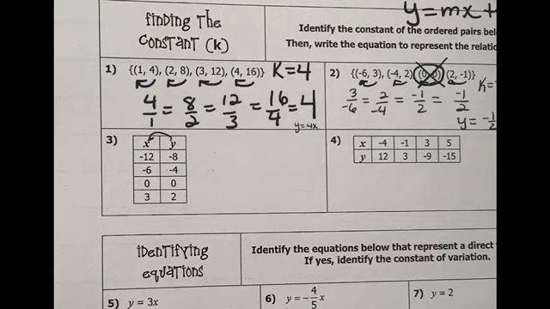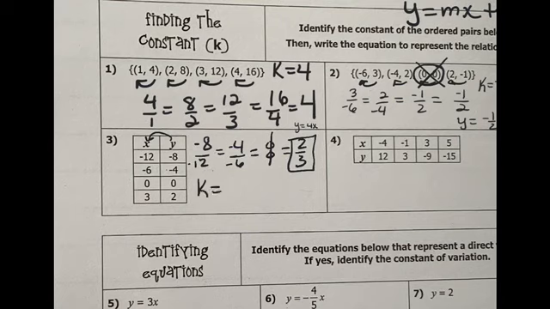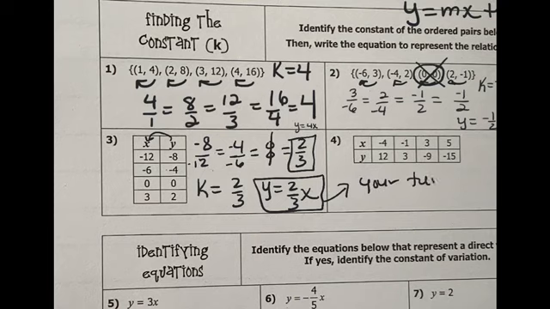So we're going to continue to divide y by x. Negative 8 over negative 12 equals negative 4 over negative 6. 0, 0 is our origin. And then we have 2 over 3, which all reduces to 2 over 3, which is our constant. Then we can write the equation as y equals 2/3 x. All right, your turn. Go ahead and stop the video and work number 4.